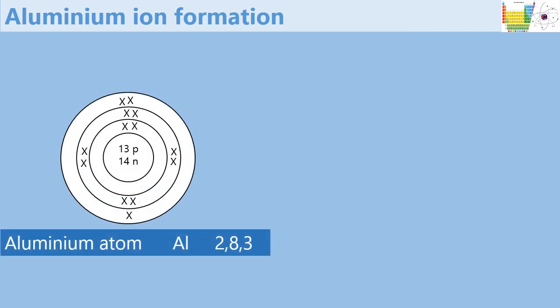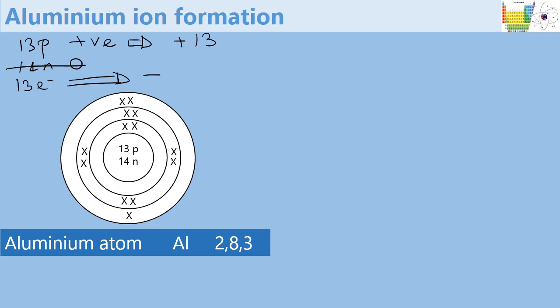Aluminium atom has 13 protons. It has 14 neutrons and 13 electrons. The protons have a positive charge. That means aluminium has positive 13 charge from the protons. The neutrons have no charge, and therefore we ignore it. The electrons, on the other hand, are 13. Therefore, it has negative 13 charge.